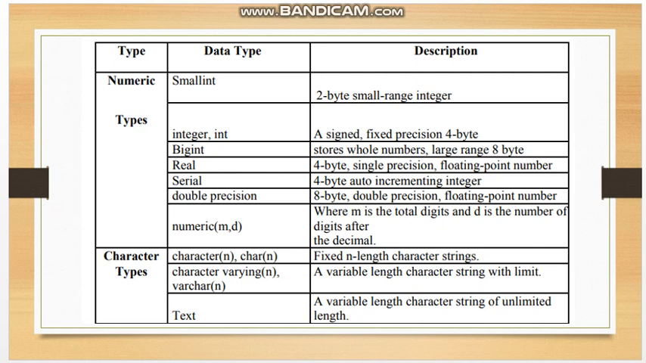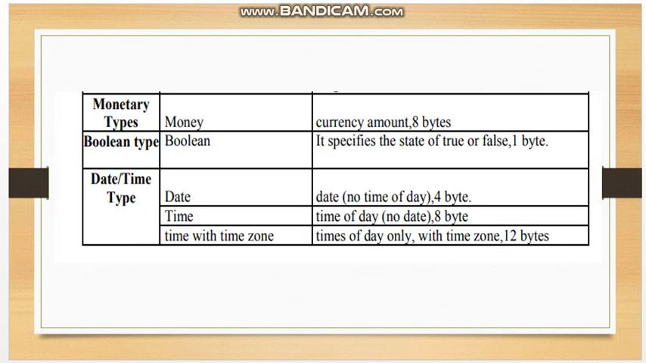Then we have text, a variable length character string of unlimited length. When you actually don't know the length of the attribute, another option you can use is the text data type. It is a variable length character type, but here there is no need to assign a specific length. It is unlimited length. Then the next data type is the monetary data type, which is related to money. This money data type is 8 bytes, and it is generally used with currency and amounts.